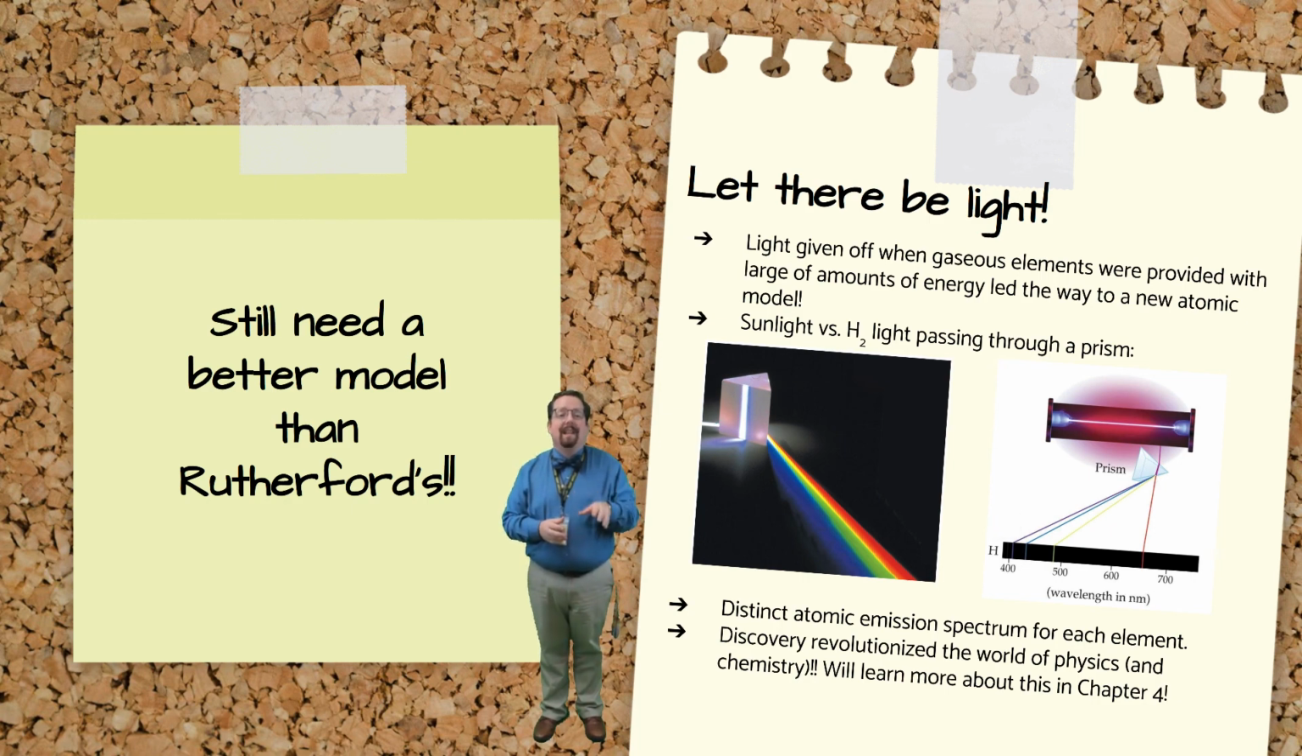When scientists discovered this, it revolutionized the world of physics and chemistry. We were finally able to redefine our model of the atom to something that we still use today. And physicists had to develop a whole new branch of physics to explain this phenomenon. Again, we'll learn about this in the next chapter, but for now, just appreciate all of the work that got us this far in the history of the atom.